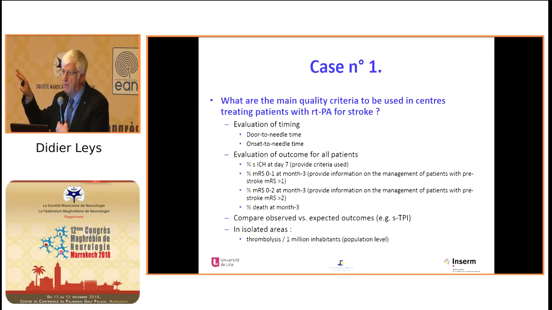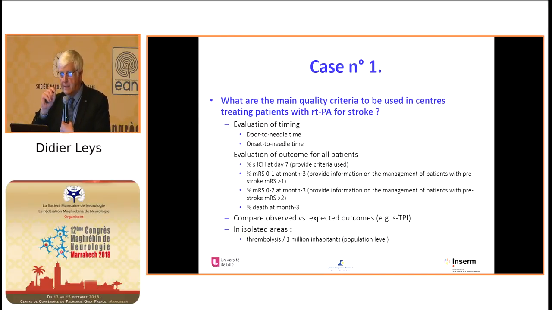I am not here speaking of a patient, but if as head of the department you have to give data to the people who pay for you, you have to give this. Onset to needle time will also evaluate the patient, the family, and the pre-hospital part. It's important. And for patients, you have to evaluate the percentage of hemorrhagic transformation. But what is important here is not to say I have 5% or 6% or 2%, it is to say expected.